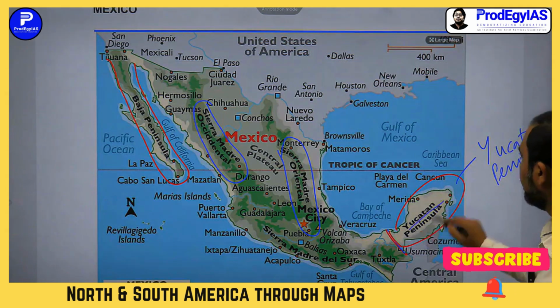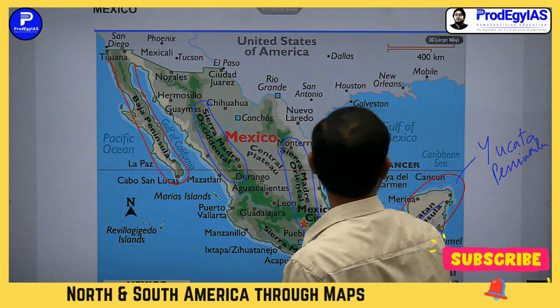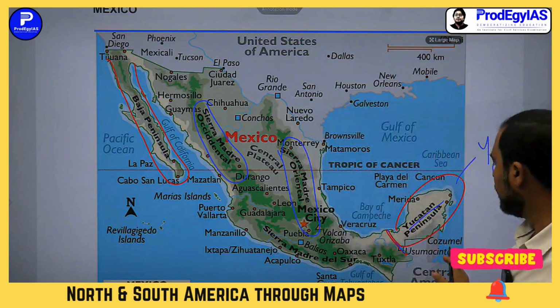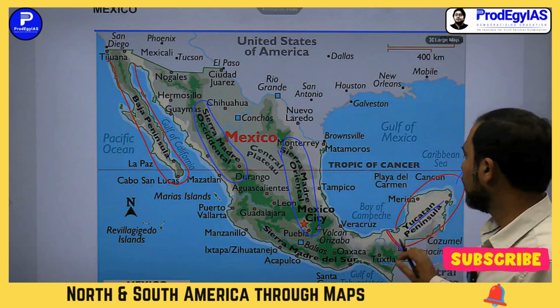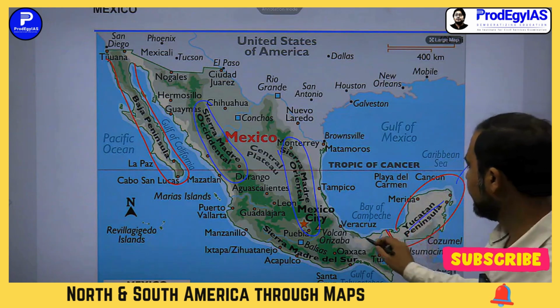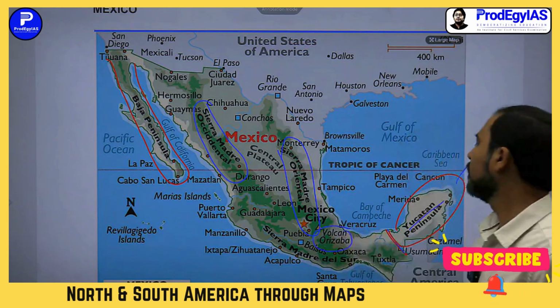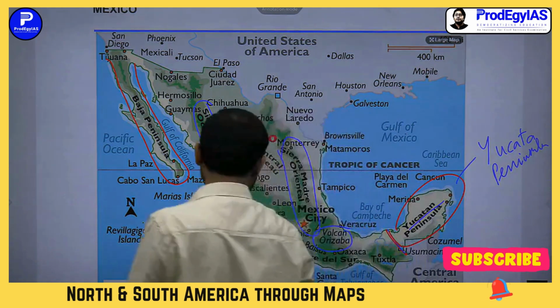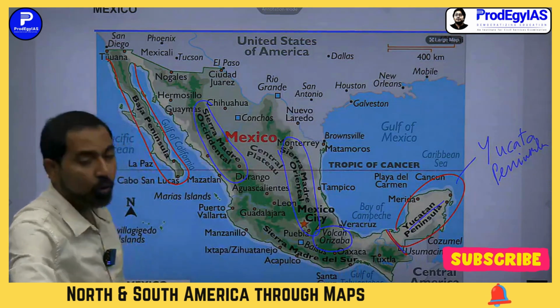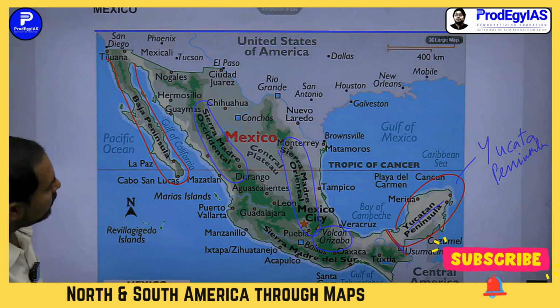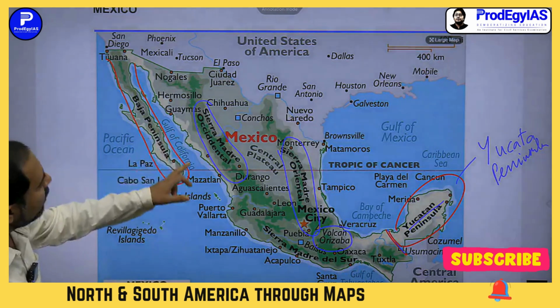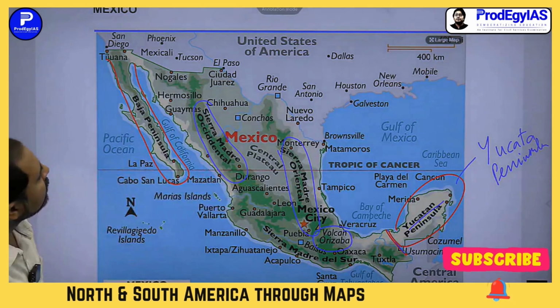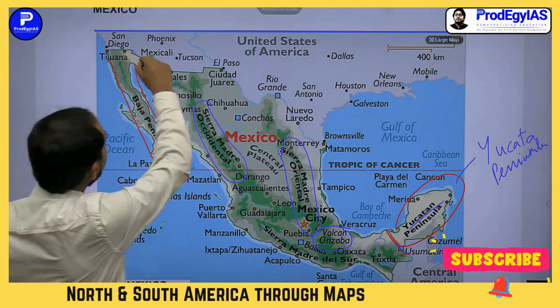ठीक है, ये लिखा हुआ है. Then important volcano over here is Volcan Orizaba, an important volcano. Volcano Orizaba, that can be asked. This is Gulf of California, this is Gulf of Mexico, and then this is the borderland.